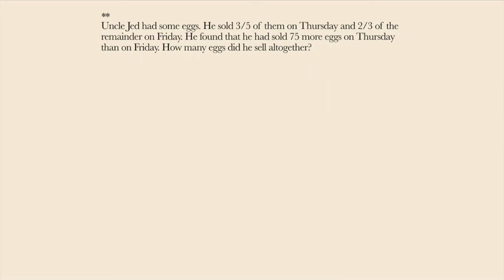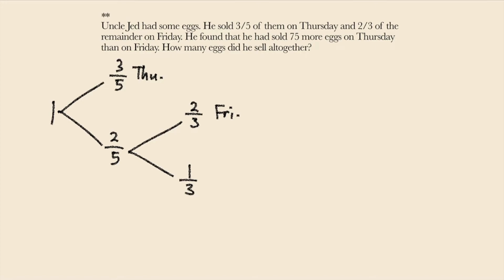Uncle Jed had some eggs. He sold 3/5 of them on Thursday and 2/3 of the remainder on Friday. He found that he had sold 75 more eggs on Thursday than on Friday. So we are taking the difference here.